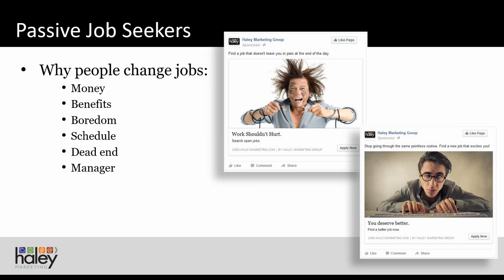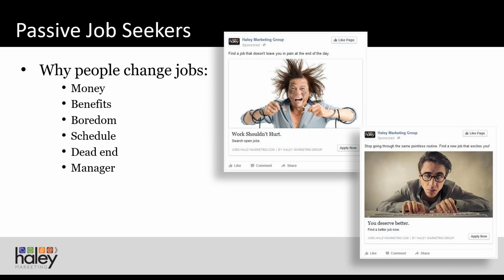All right, again with passive, the reasons people change jobs. And this is not a comprehensive list, just a little quick brainstorming I did for today's webinar. A lot of people think money is the number one reason people change jobs, or maybe it's benefits. But really the last one on the list is the number one reason. People don't quit jobs, they quit managers.